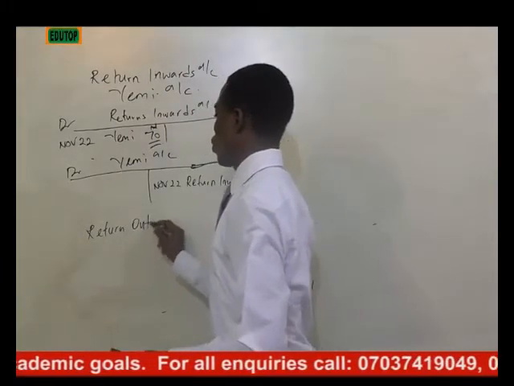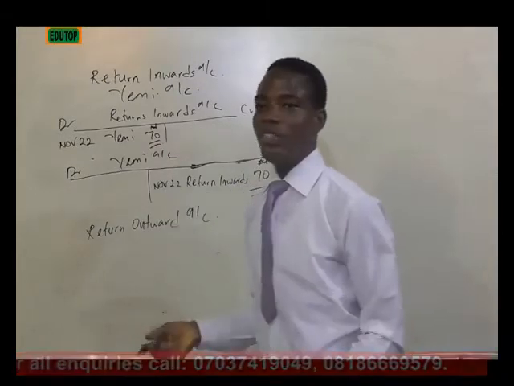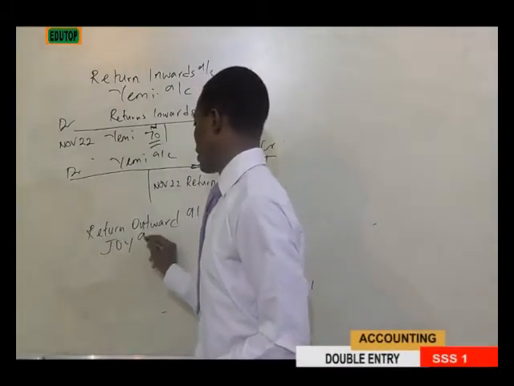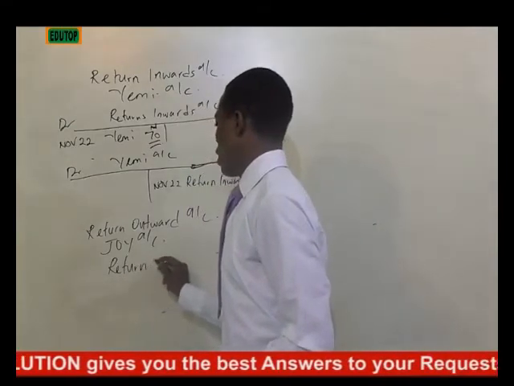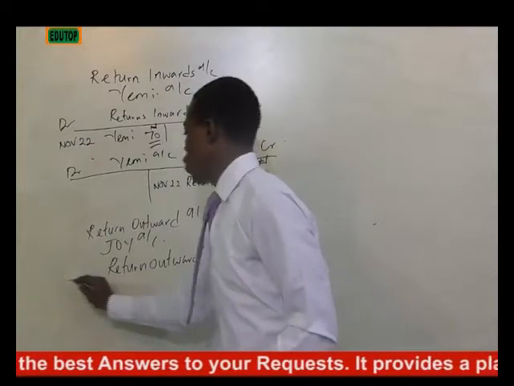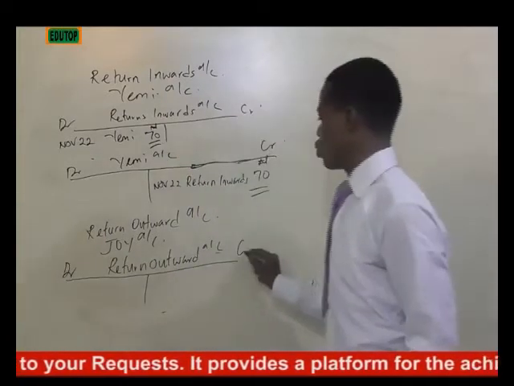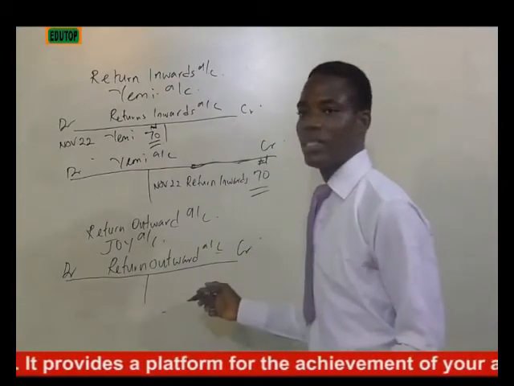The first thing you have to prepare is the return outward account. Then you prepare Joy's account. And I told you, return inward uses the same application you are still going to use for return outward. You send goods out, that means you are giving it out. And when you give something out, it has to be credited.